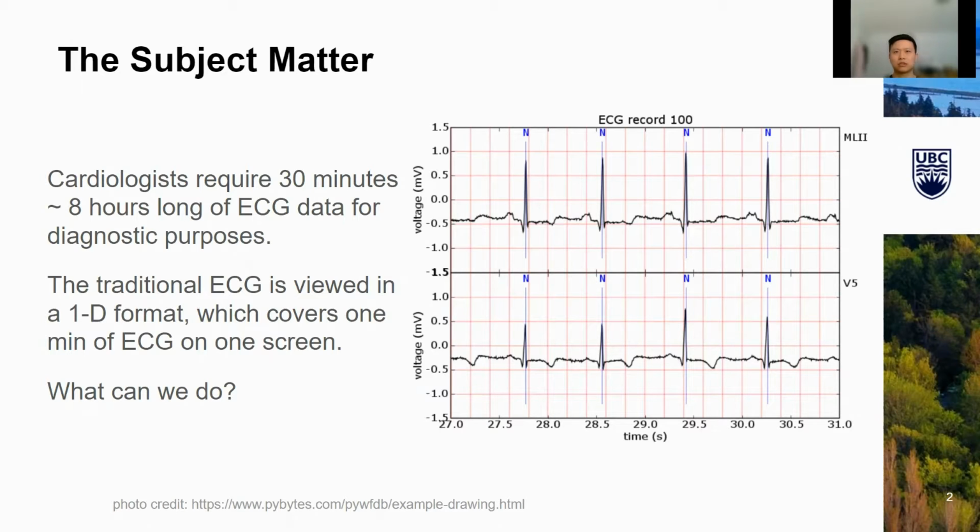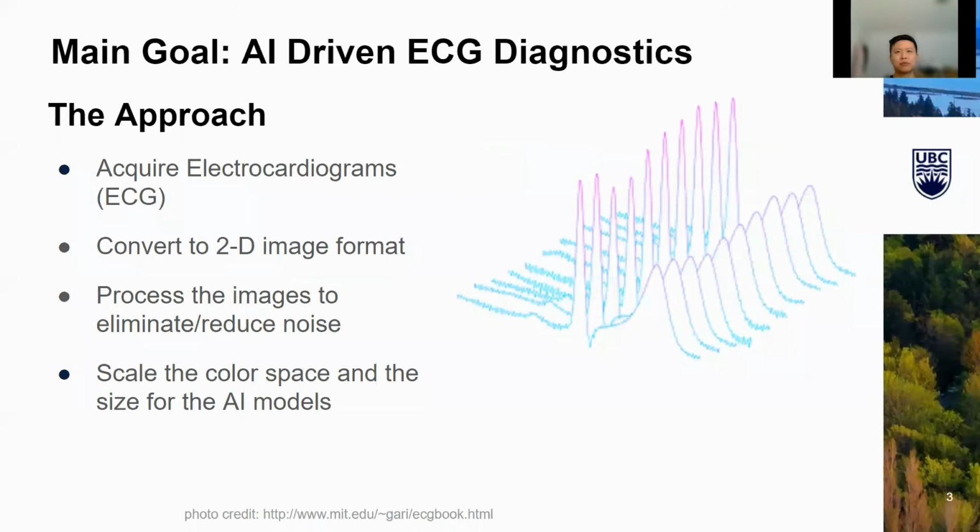Typically, a cardiologist requires 30 minutes to 8 hours of ECG data for medical diagnostic purposes. The traditional ECG is built in a 1D format, which can only display 1 minute of ECG on one screen. So we came up with the idea of developing a data-driven ECG diagnostic tool using machine learning for cardiologists.